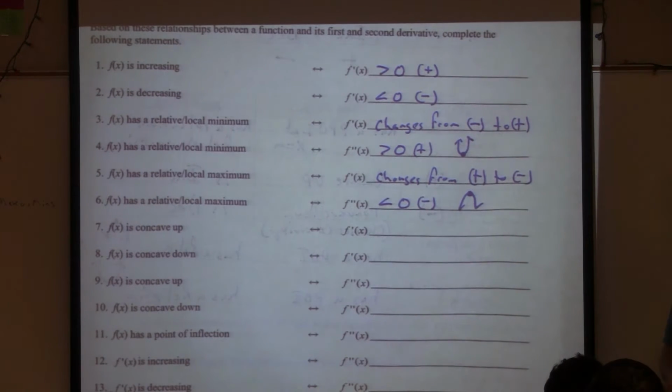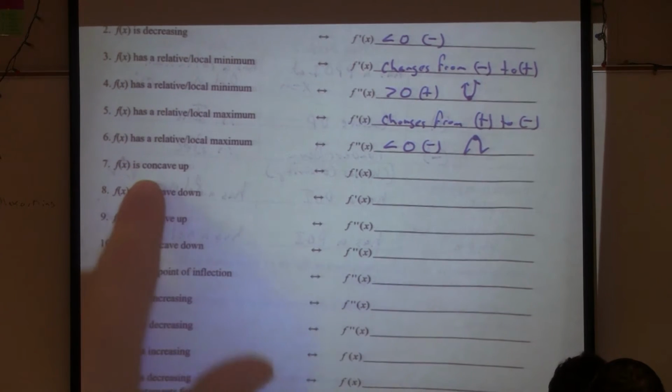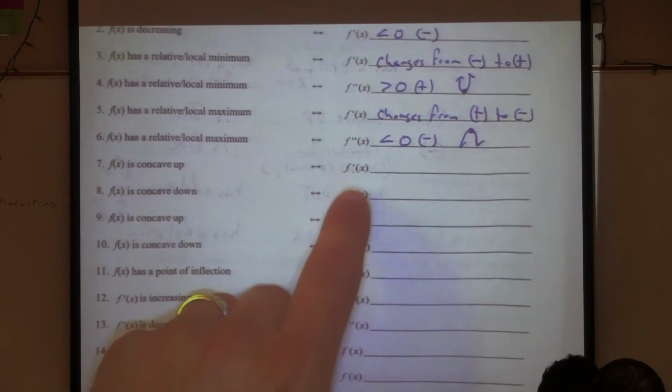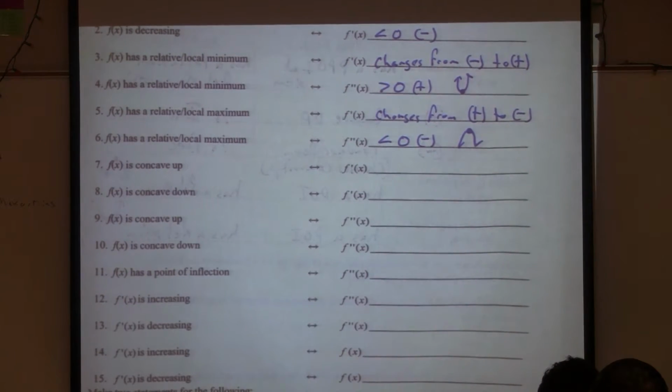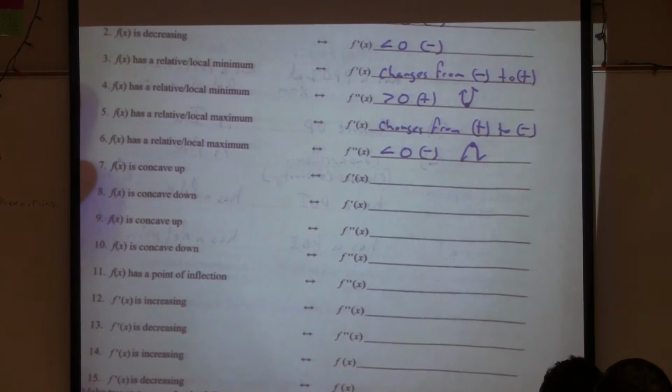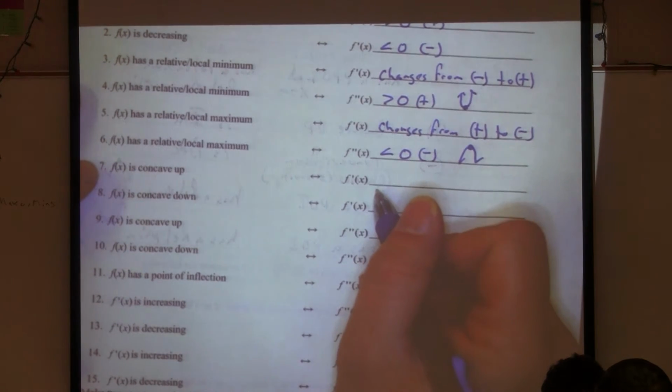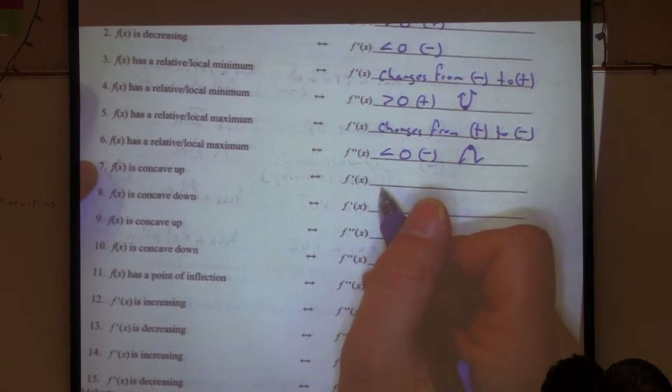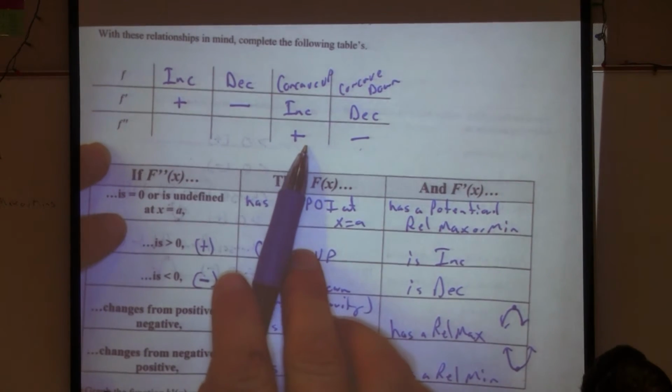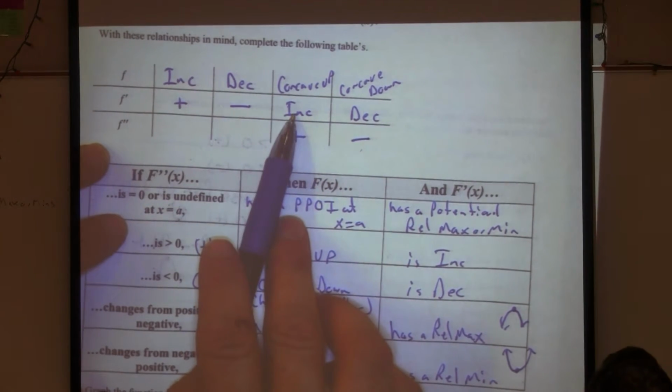Good? Alright. If the original function is concave up, then the first derivative is what? It's increasing. Because the second derivative is positive. If the second derivative is positive, the first derivative must be increasing. Very good.